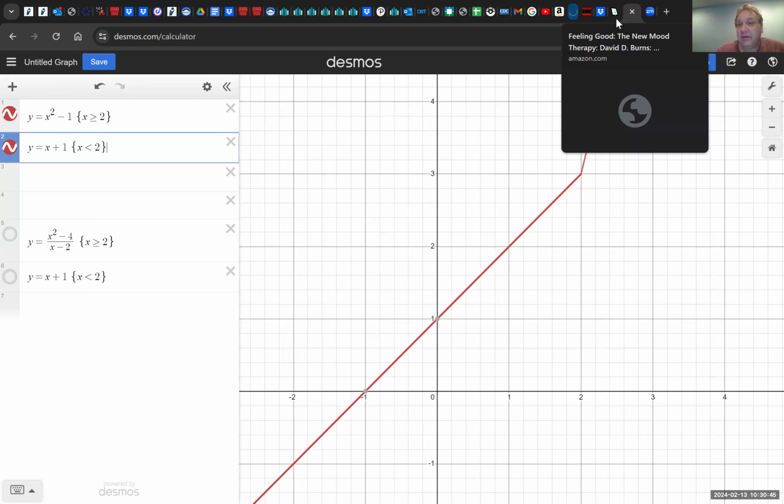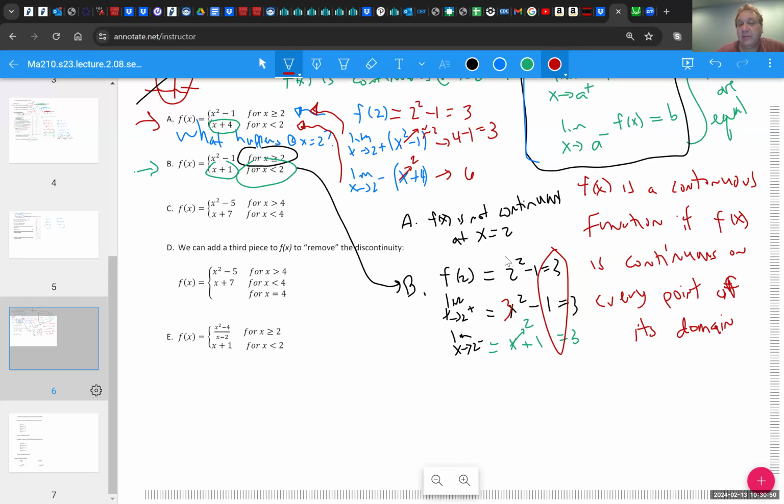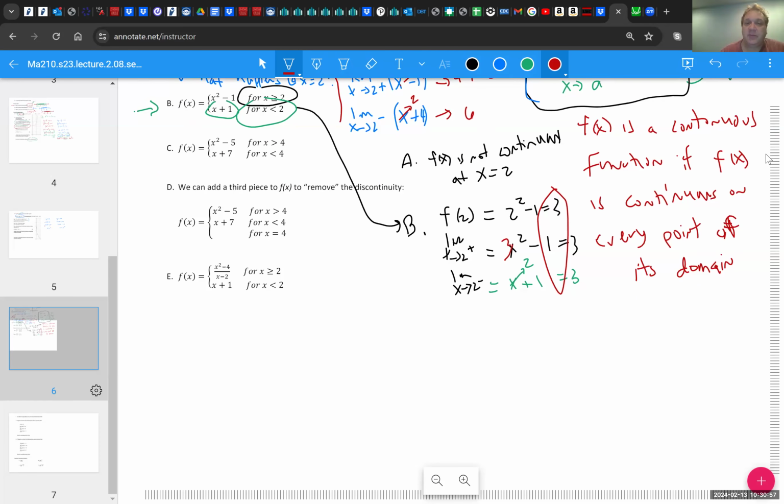So you'll be asked to do some of these. Is it continuous at a particular point? Is it continuous in general? You'll be asked to do some of these problems. All right, well, let's do a few more examples, and I'll show you some slight variations on these, but they're pretty much all that we're being asked to do in this section.